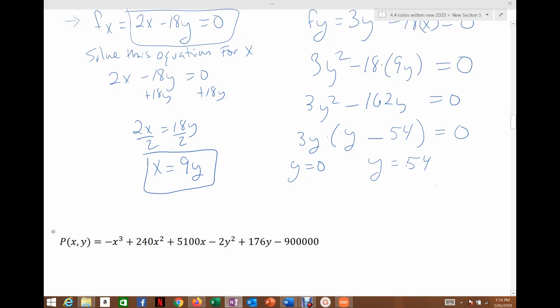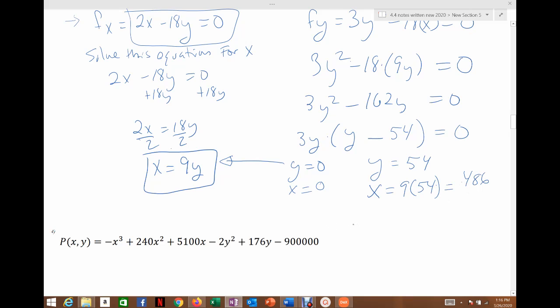But that's only half the point. That's not the answer yet. Remember, I need a point. So I have to go back here to find my x value. If y is 0 and I plug it into this expression, 9 times 0 is 0. So one of my critical points is 0, 0. And then for this one, I plug my 54 into this expression, so I get 9 times 54, and that's equal to x, not y. X is equal to 9 times 54, which is 486.